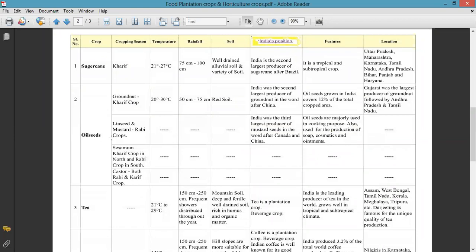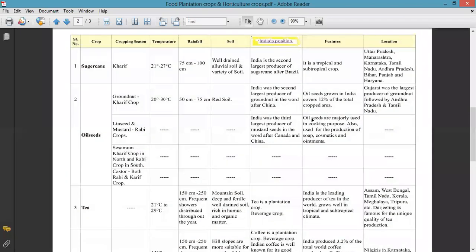Regarding the growth of mustard seed, India is the third largest producer, even though the sentence is in past tense in our textbook. Even at present, you should understand India is the third largest producer of mustard seed in the world after Canada and China. So, who is the largest producer of mustard in the world? Canada. Next, China. Third, India.